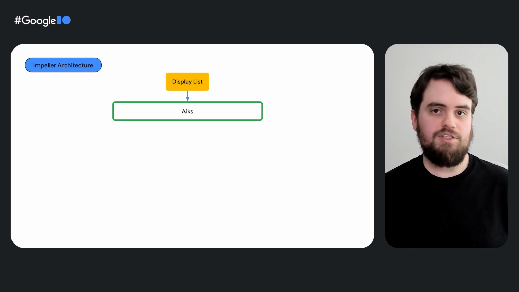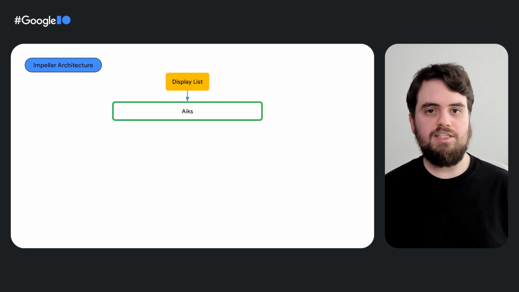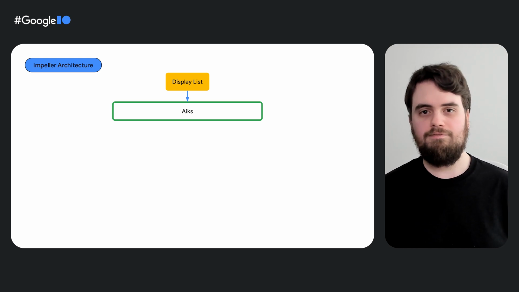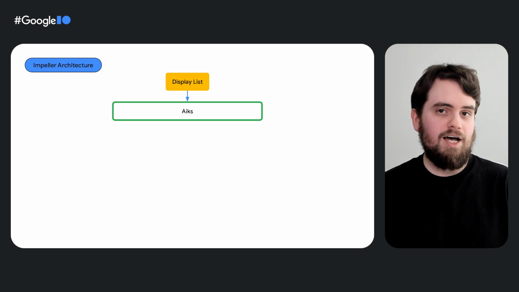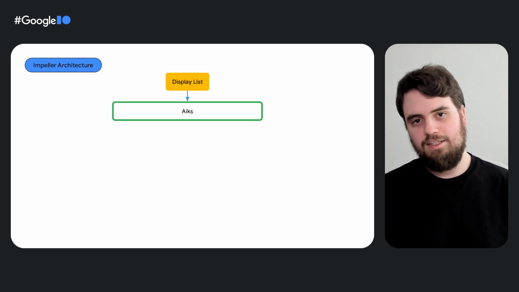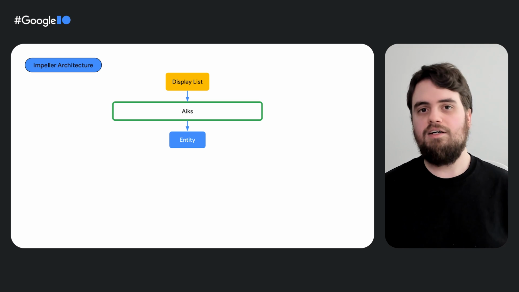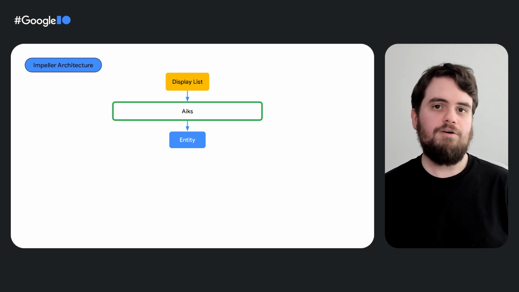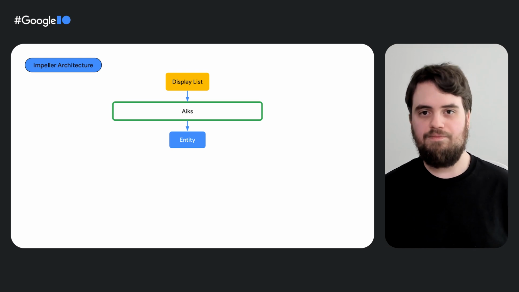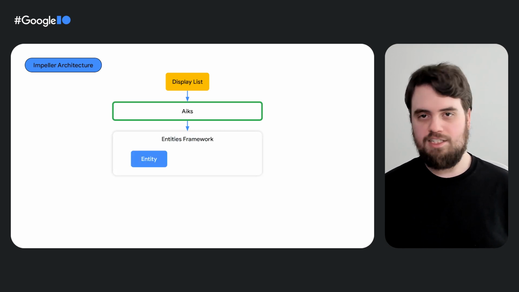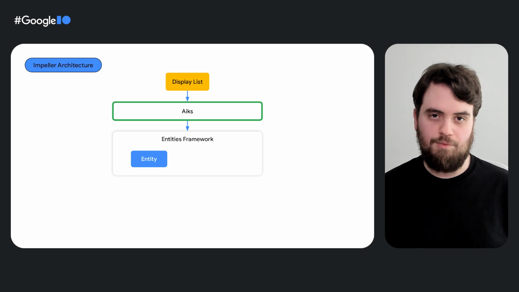Ikes is the topmost layer of Impeller, and it mainly consists of a canvas drawing API. By the way, the name Ikes is just Skia in reverse. The job of Ikes is to take high-level commands like draw path and draw image from display list and turn them into simpler, self-contained drawing operations called entities. And this is where the next layer comes in, the entities framework.